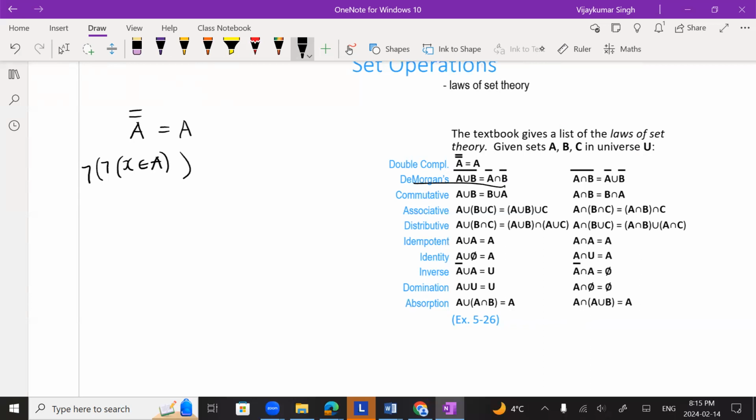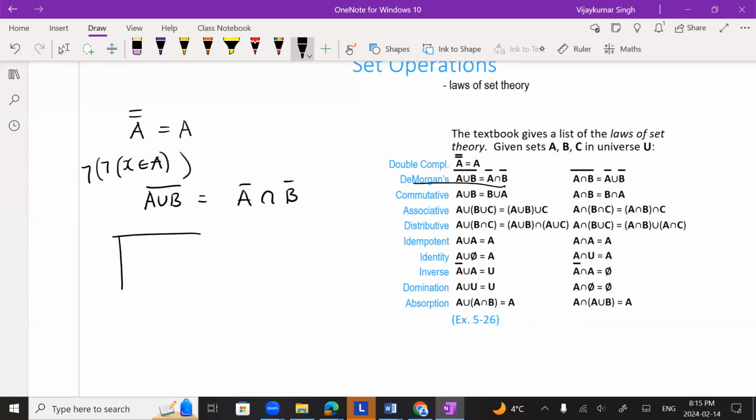Then we have De Morgan's law, the same as De Morgan's law of logic. If you take the complement of A union B, that is the same as A complement intersection B complement. You can again see this from the Venn diagram perspective, or you can do it from the logical perspective. Let's try to see the proof of one of them, otherwise everything is in the air. What proof would you prefer?